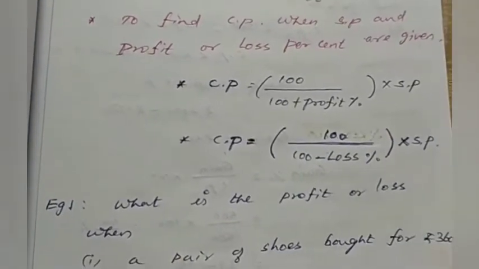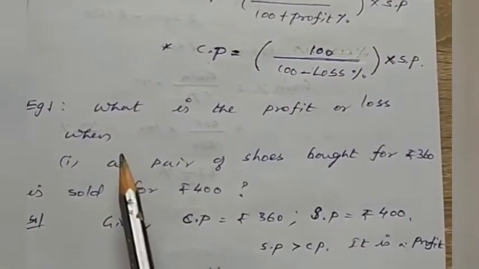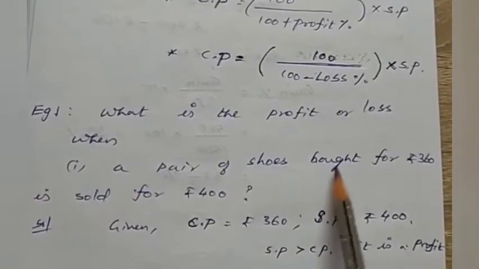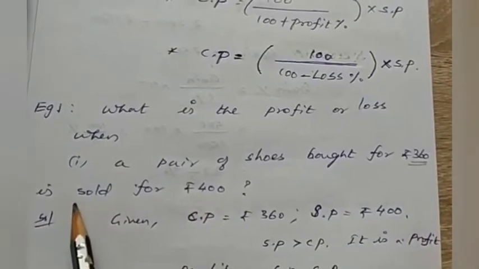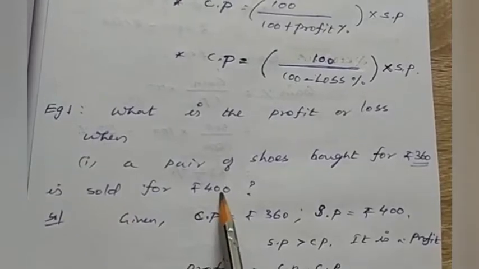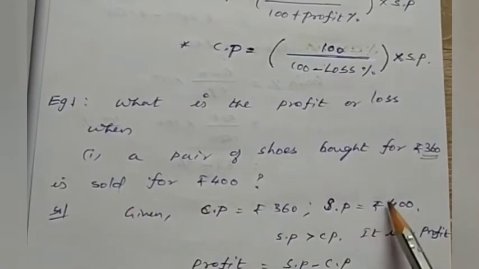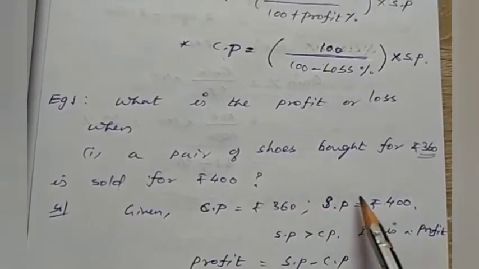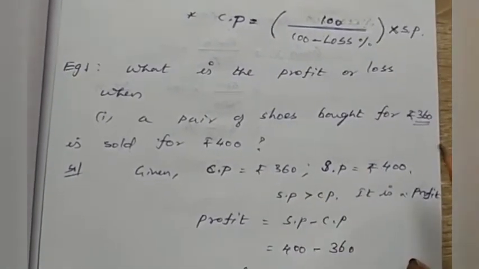Now let us see a few examples. The first example: what is the profit or loss when a pair of shoes bought for rupees 360 is sold for rupees 400? Given, cost price is rupees 360 and selling price is rupees 400. Comparing, selling price is greater than cost price, so it is a profit.